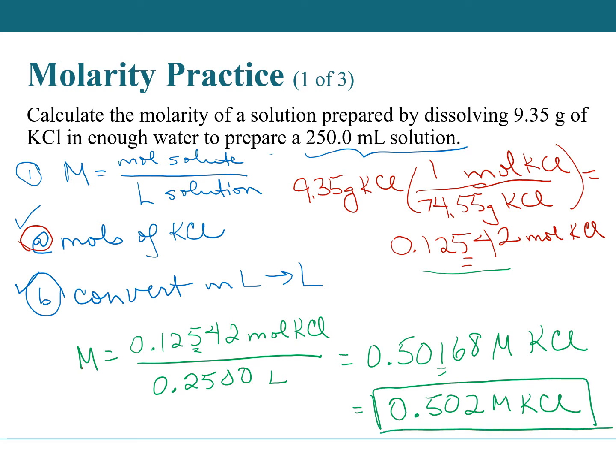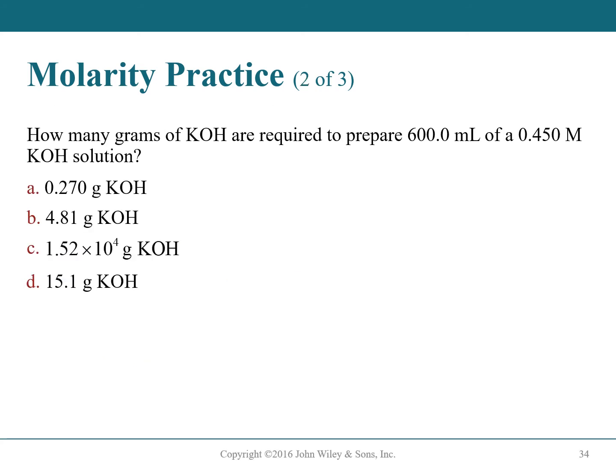Okay, so you're just going to look at your formula, which you should know, and then basically make sure you get all the values in the appropriate unit. So how many grams of potassium hydroxide are required to prepare 600 milliliters of a 0.450 molar potassium hydroxide solution? Well, from our equation, molarity is equal to moles of solute divided by liters of solution.